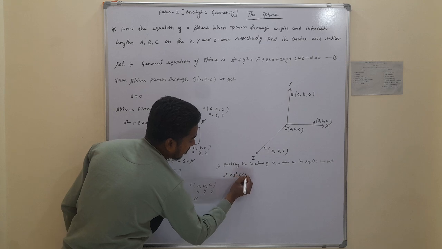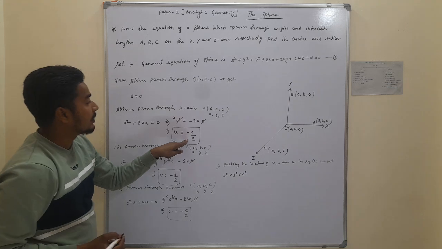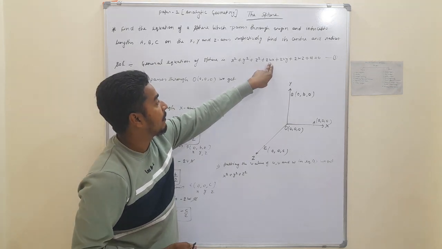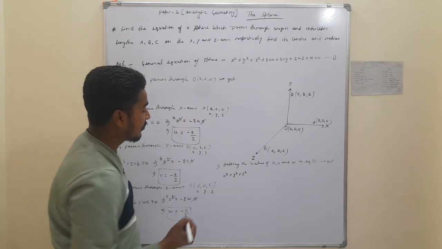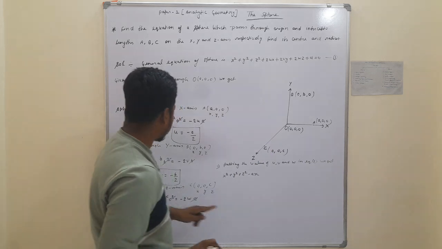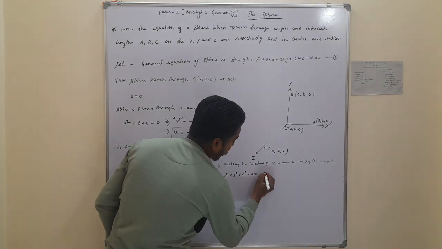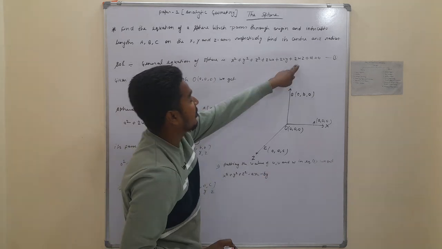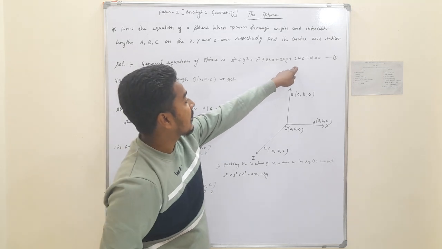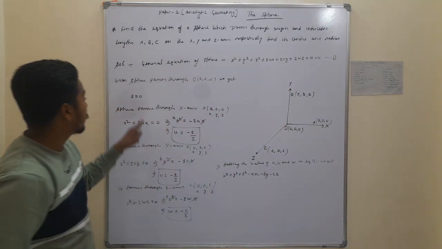square plus z square, and in place of u we put u equal to minus a by 2. Here 2 and 2 cancel out, and we get minus ax. Similarly for v equal to minus b by 2, 2 and 2 cancel out, we get minus by. And similarly w is equal to minus c by 2, 2 and 2 cancel out, we get minus cz, and d is equal to 0.